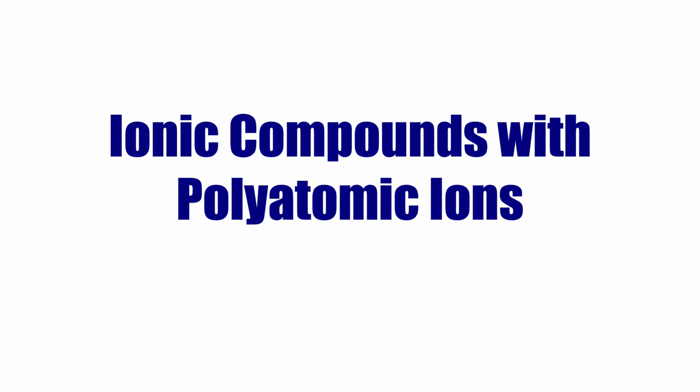What we're going to look at today is how to do the formulas and names of ionic compounds that contain what are called polyatomic ions. So far, all of the ions that you've dealt with were monoatomic ions. That prefix mono means one. So the ion was made up of one atom that had an overall charge due to the loss or gain of electrons. However, the prefix poly means many.